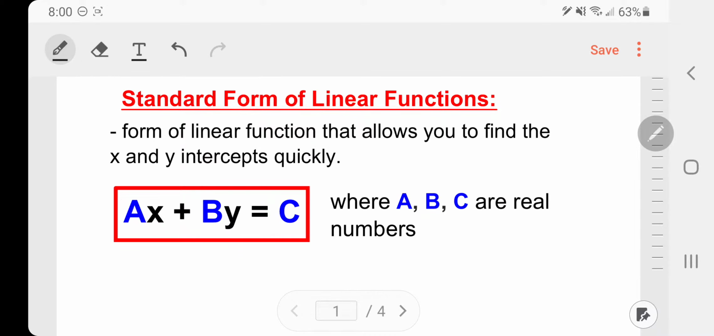Now, standard form is one of the easier ways to find the x and the y intercept. That's one of the reasons we use standard form. Whereas with slope-intercept form, you're only able to get the y-intercept very quickly. In this one, you're able to get both x and y-intercepts very quickly. All right, so let's take a look at a couple examples of how to find those.